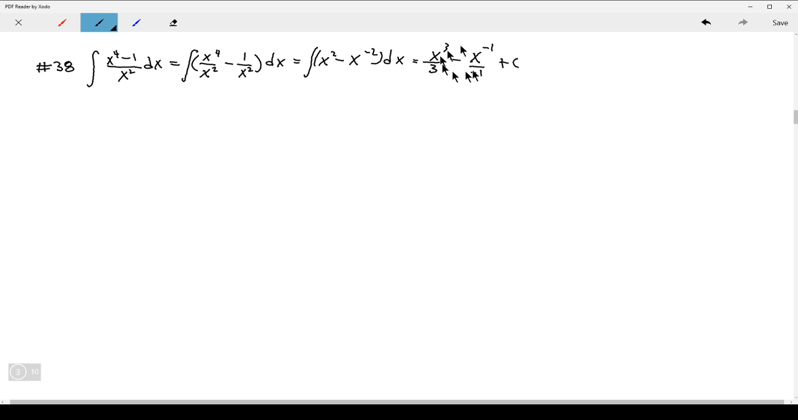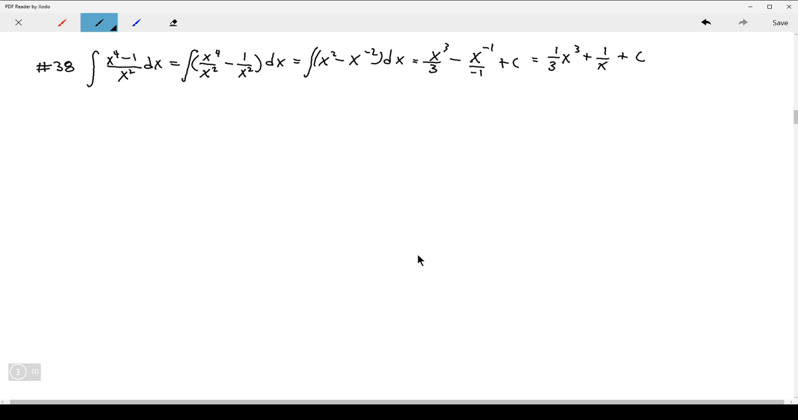Then I just want to clean it up a little bit. So 1/3 x to the third, minus and minus becomes a plus, and x to the negative 1 becomes 1 over x, plus c. So I can deal with a quotient as long as I can reduce that quotient into the sum or difference of power functions. For right now, you can only have a monomial, a single term in the denominator. As long as you have that, then you can work the problem.